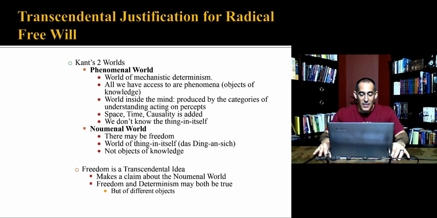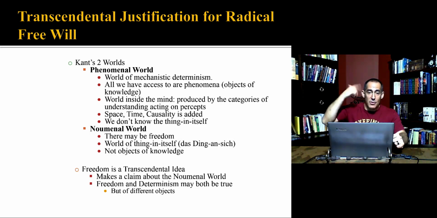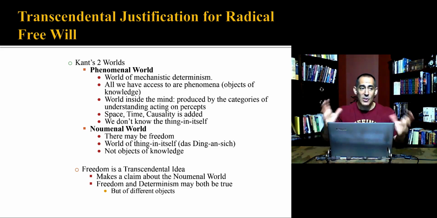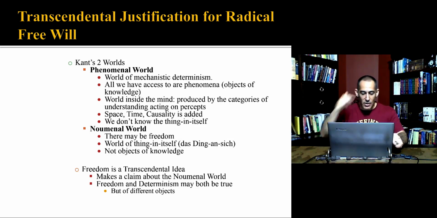So I apologize. The phenomenal world, like I said, is a world of mechanistic determinism. We all have access to the phenomena, the objects of our knowledge. The things that we know are obviously the things we have actually produced. Like I said, we run our perceptions through these concepts in our mind and produce knowable objects. It's the world inside the mind. It's produced by the categories of understanding acting on the percepts. We have things like space, time, and causality that we actually add to our perceptions, because we don't perceive space or time or causality. But we know that those all apply to the objects that we experience and know. And that's part of what we've done through running these things through the sausage grinder of our mind.